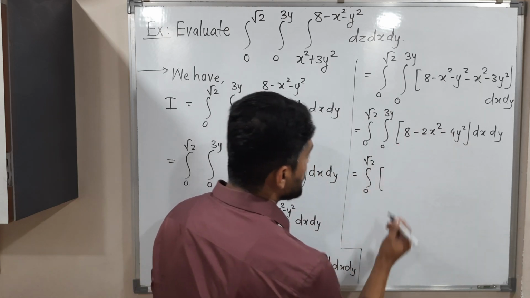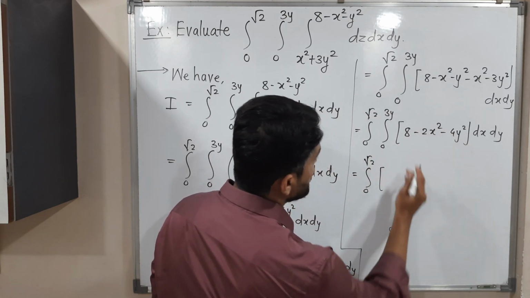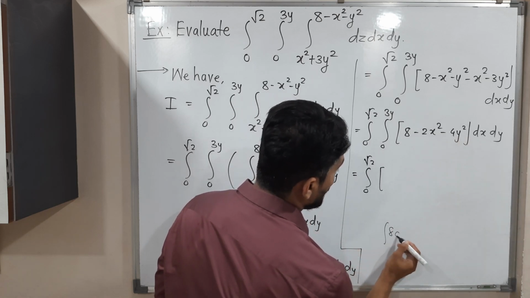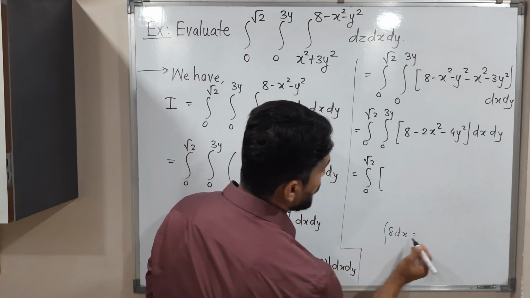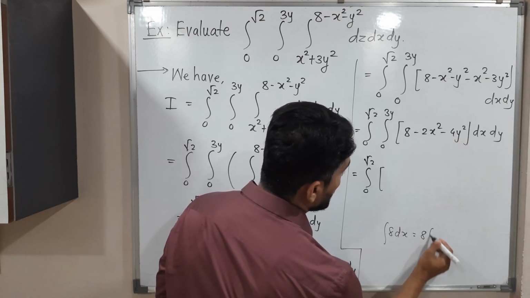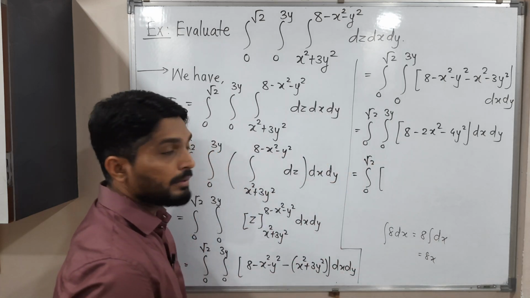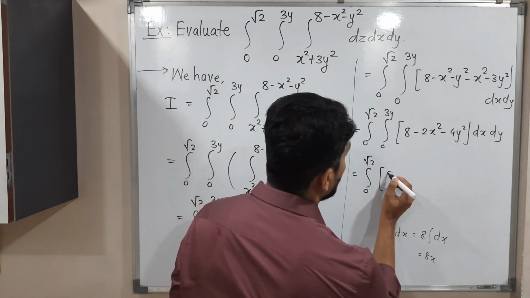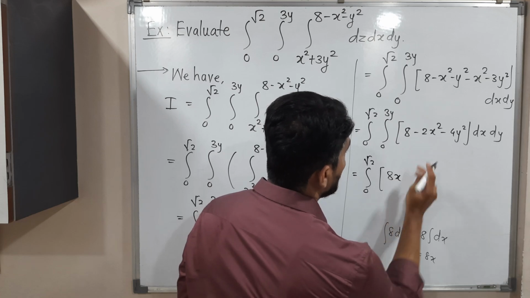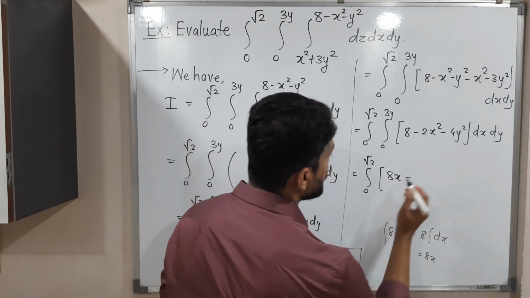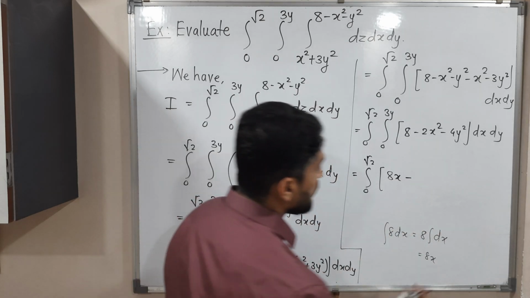So 8 is a constant, it will come outside. Actually see, 8 and dx is there, 8 dx. The 8 constant will come outside, and the integration of dx is x. So you get 8x. I am directly writing 8x here. Let us talk about this next term. A minus sign is there, so that's why I am writing the minus sign.